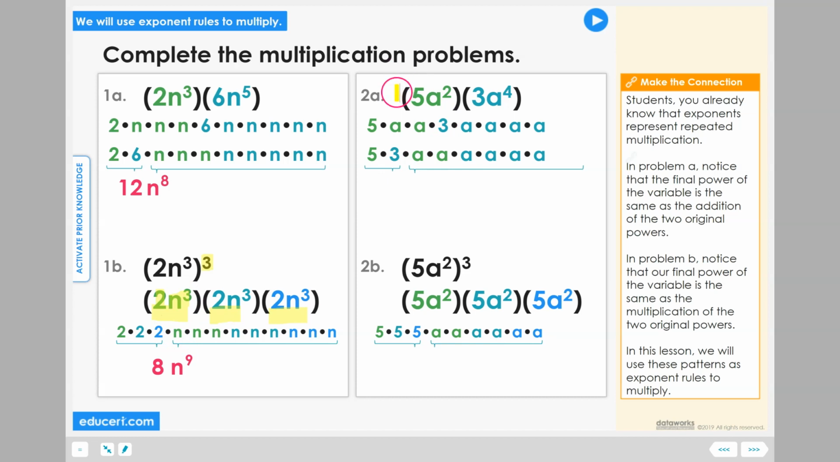I'll give you a moment to complete the multiplication problems for problem 2a and 2b.